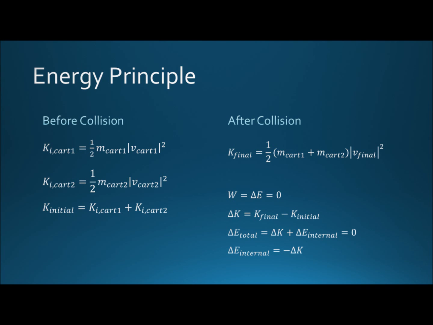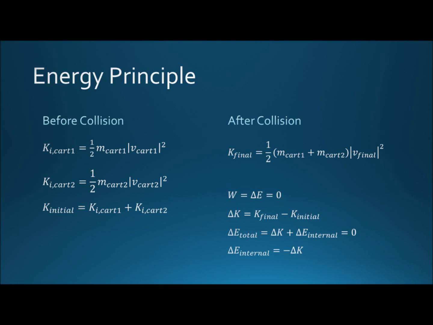Entered into the code was information regarding the energy principle, including the equation for kinetic energy, which is 1/2 mass times the magnitude of velocity squared. These energies were entered for each cart, and with this information we can determine that the total kinetic energy was just the kinetic energy of cart 1 plus the kinetic energy of cart 2 before the collision. After contact, this information had to be updated.